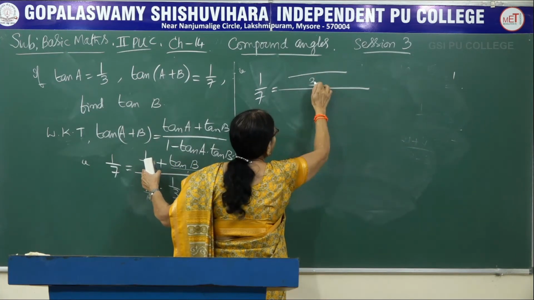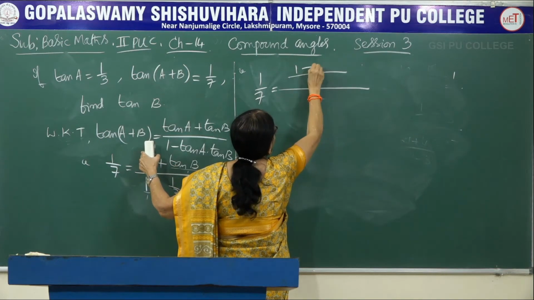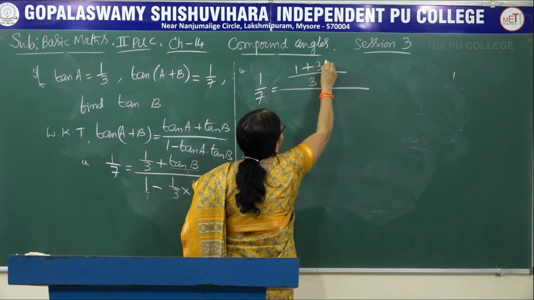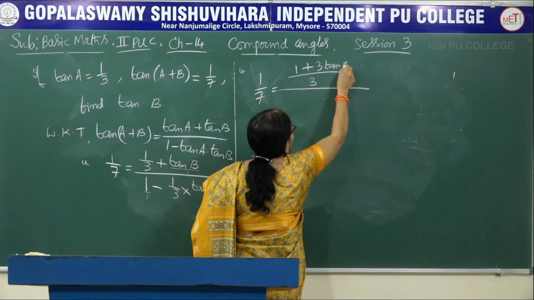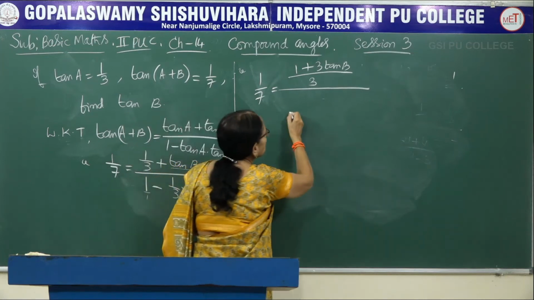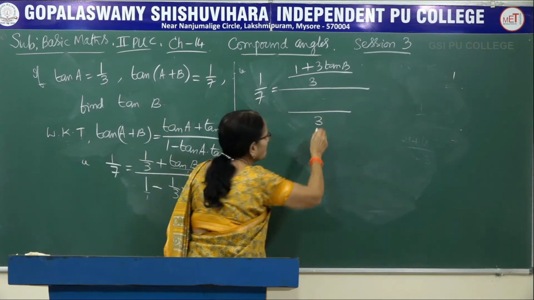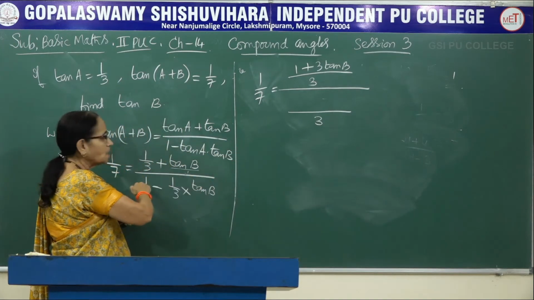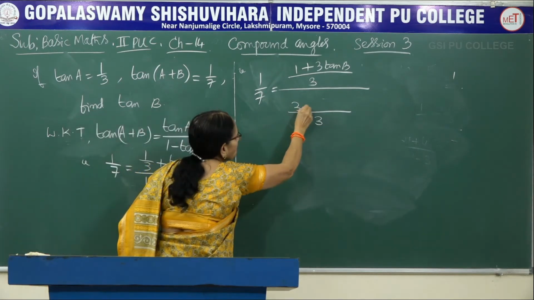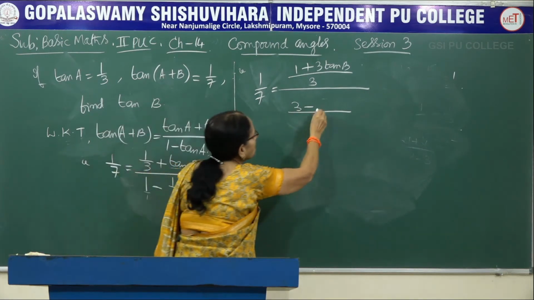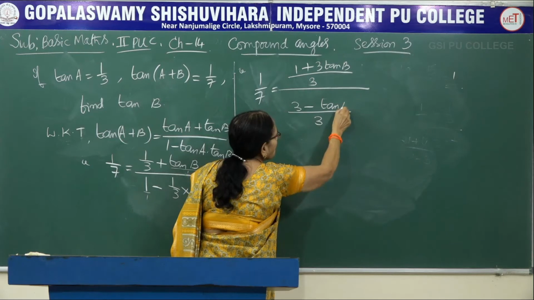Now 3 ones are 1 into 1, that is 1. 1 threes are 3 into tan B, that would be equal to 3 tan B. Write it as it is. Similarly, for the denominator also, we have the LCM to be 3. Look here, 1 threes are 3 into 1, that becomes 3. Now 3 ones are 1 into tan B, that becomes tan B.